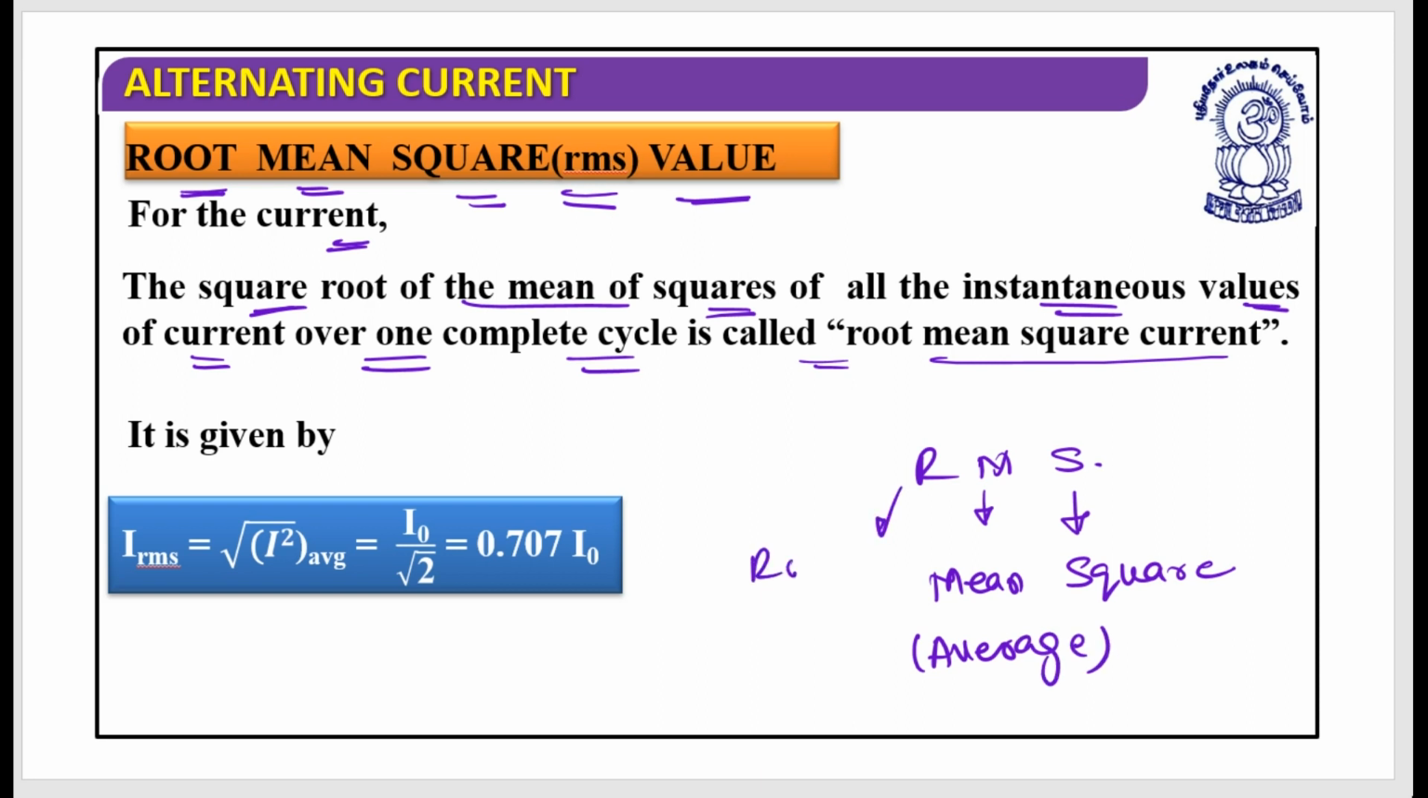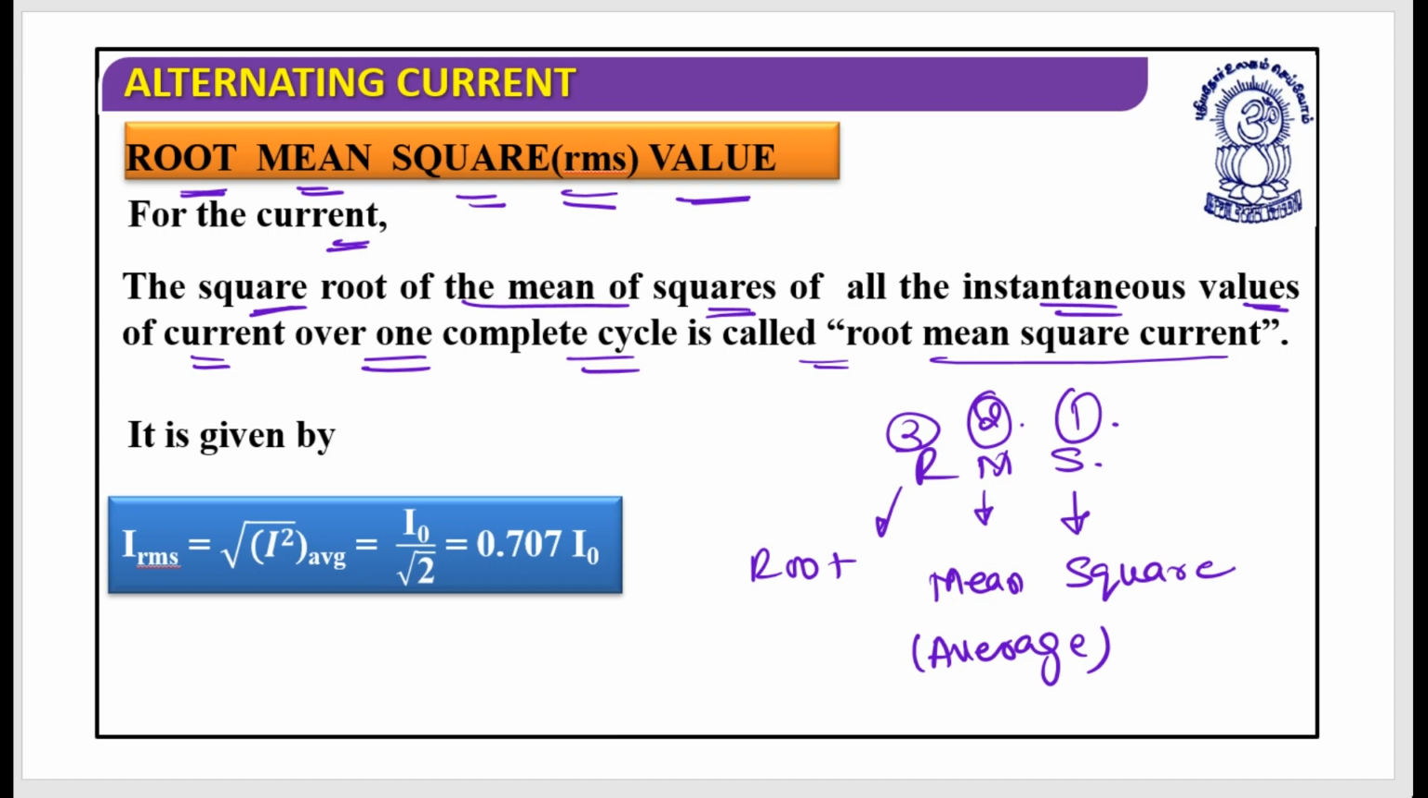And then I will do the root. So this task is to be performed first, this task second, and this task last. If you understand this well, RMS is done. What you need to do is first square it, then take an average of it, and then take a root of it. It is as simple as that. I hope this is understood.